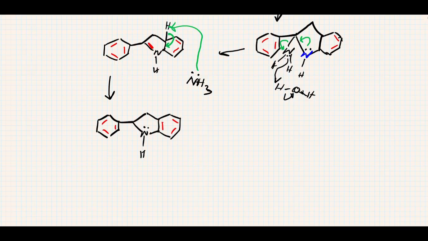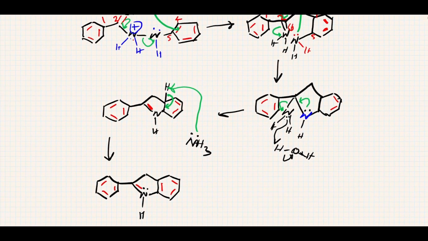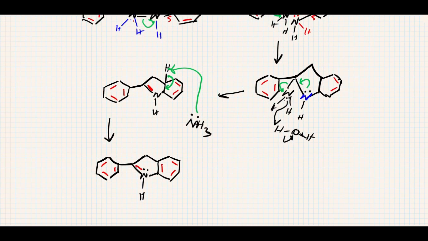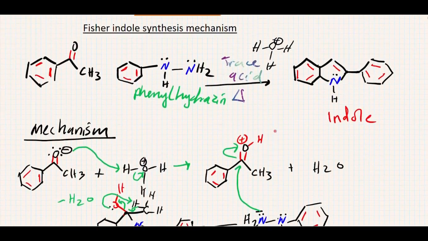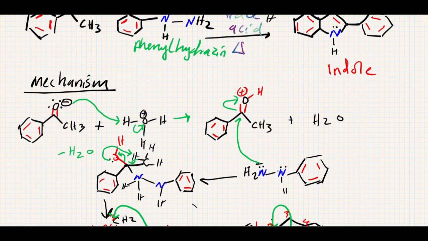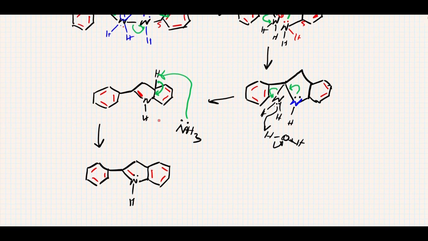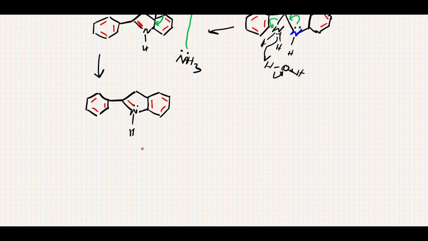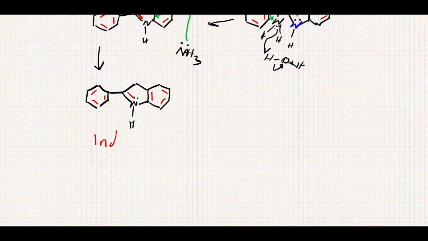You can clearly see that the product we have created here is similar to what we have there. So this is the same product as this one. This is how you go about running this mechanism. It is exactly by following these steps. So this is an indole product.